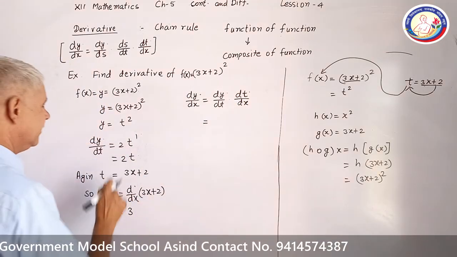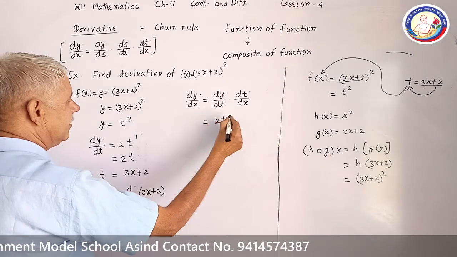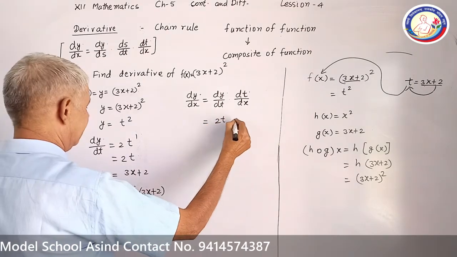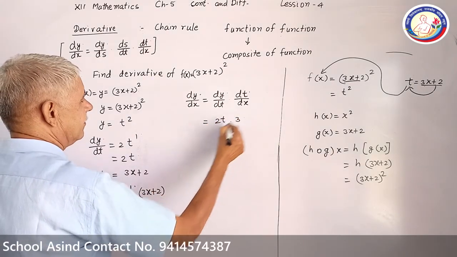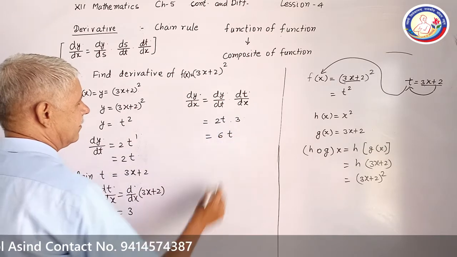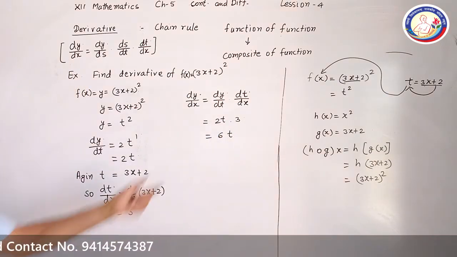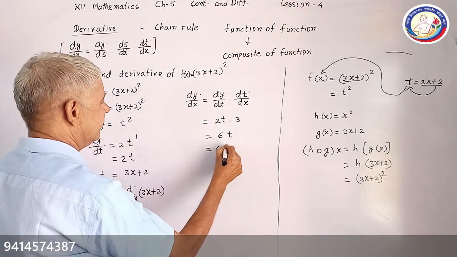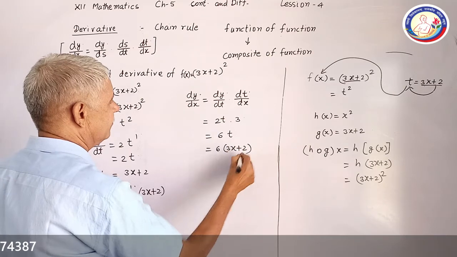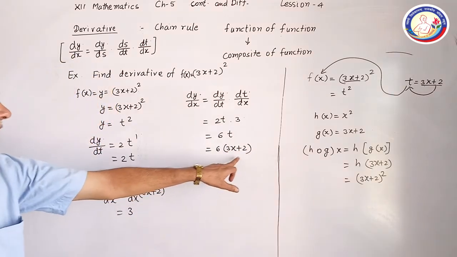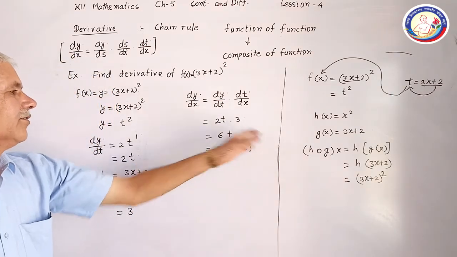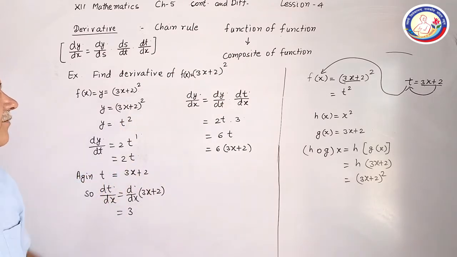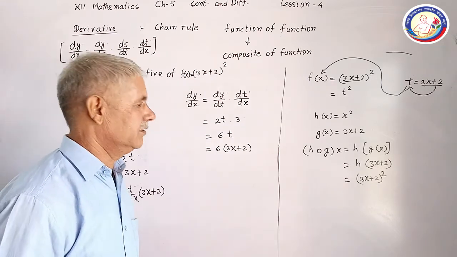If we put these values here, 2t into 3, that is 6t. Now if we put the value of t again here, we will have 6 into (3x plus 2). This is what we obtained in the previous solution. So in this way we can find the derivative of a composite of two or more than two functions.